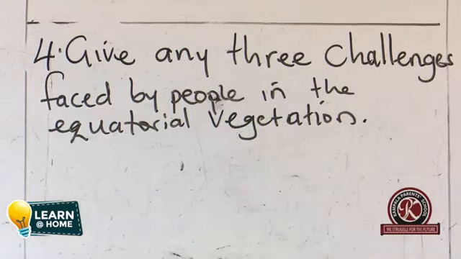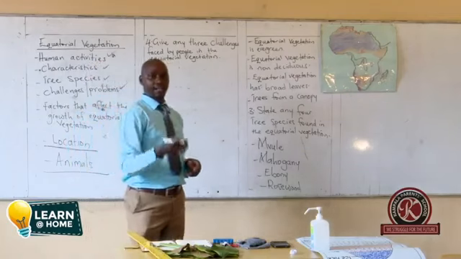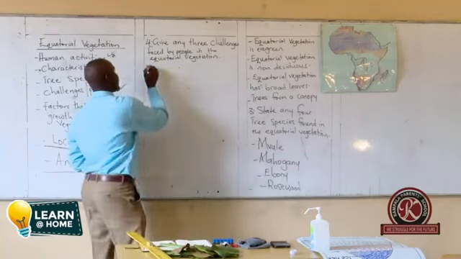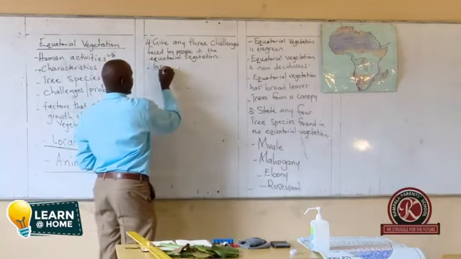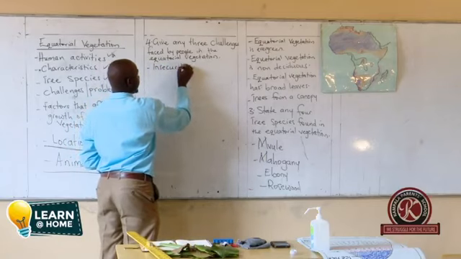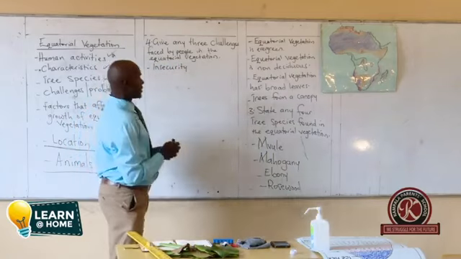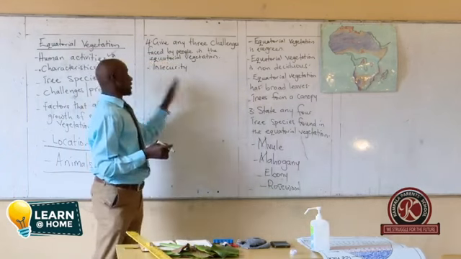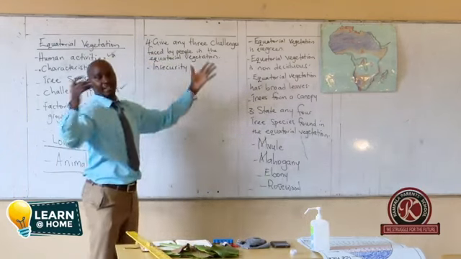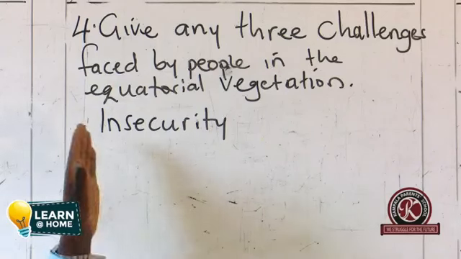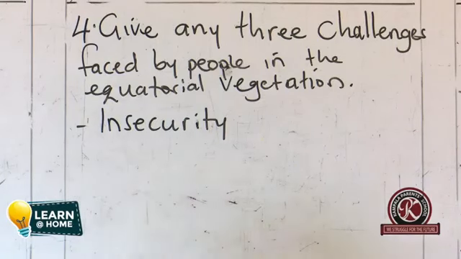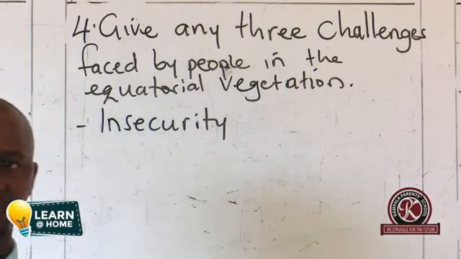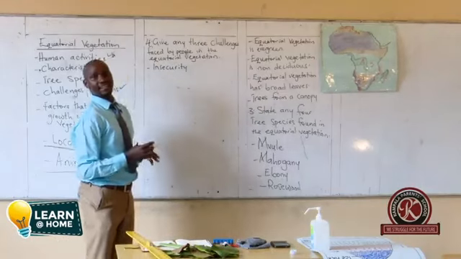Yes, viewers, tell us. Yes, Uthman. Good. He's saying insecurity. We have insecurity. As we know, when you take an example of DRC, it has very many rebels. Why? They can hide in the thick forests. So one, we have said insecurity, because of the vegetation being thick, they can hide dangerous people.